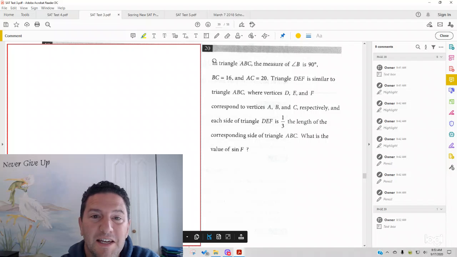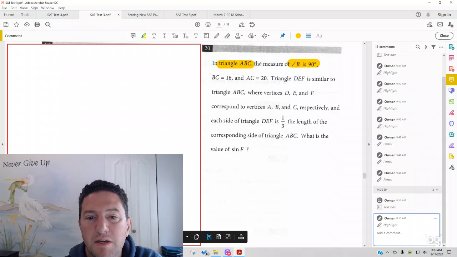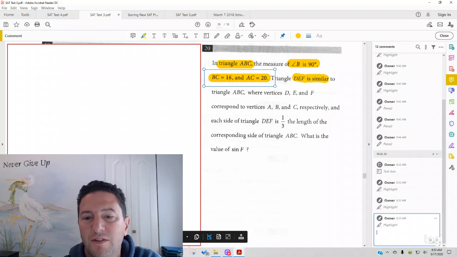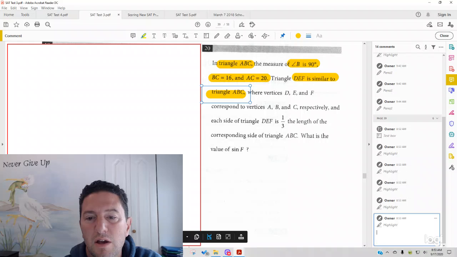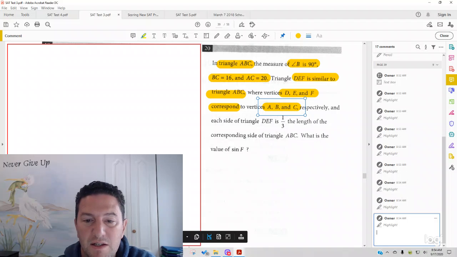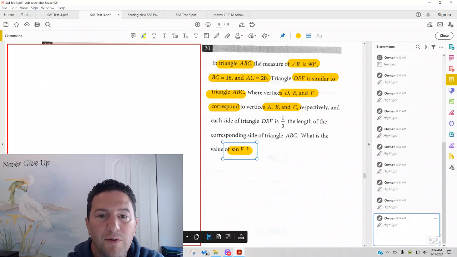Today we're going to look at Test 3, Section 3, number 20, which reads: in triangle ABC, the measure of angle B is 90 degrees, BC is 16, AC equals 20. Triangle DEF is similar to triangle ABC, where vertices D, E, and F correspond to vertices A, B, and C respectively, and each side of triangle DEF is 1/3 the length of the corresponding side of triangle ABC. What is the value of sine F?